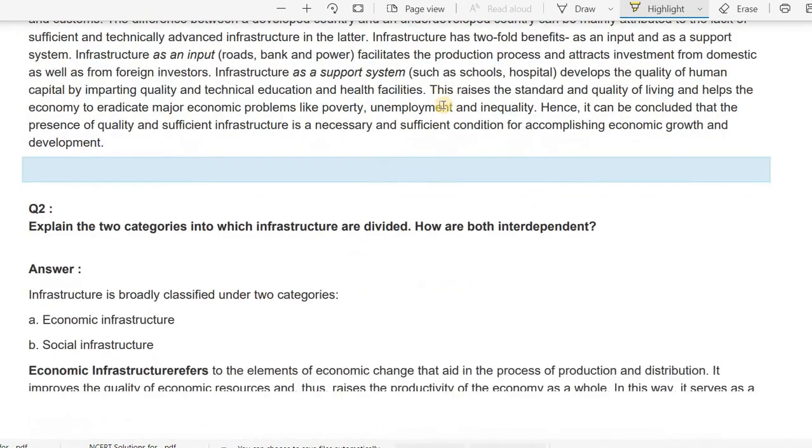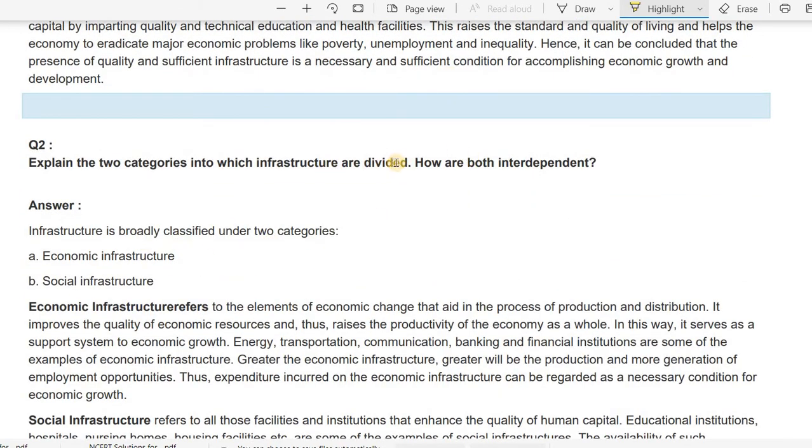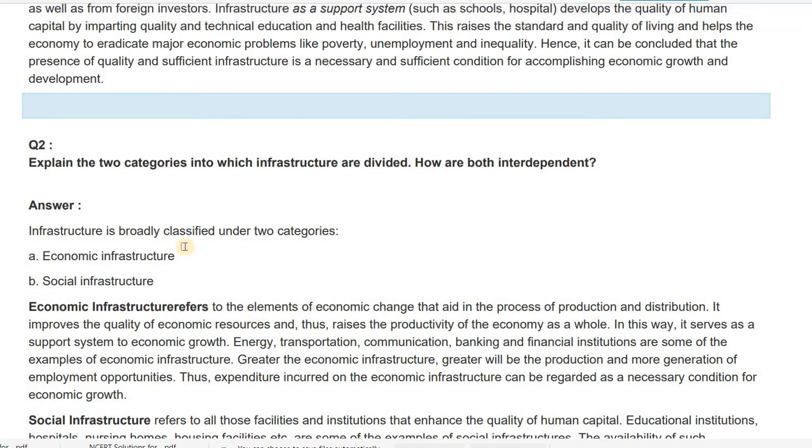Next question, explain the two categories of infrastructure, how it is divided. Okay, answer is: infrastructure is broadly classified under two categories: economic infrastructure and social infrastructure. Economic infrastructure aids in the process of production and distribution. It improves the quality of economic resources, productivity. In this way, it serves as a support system to economic growth.